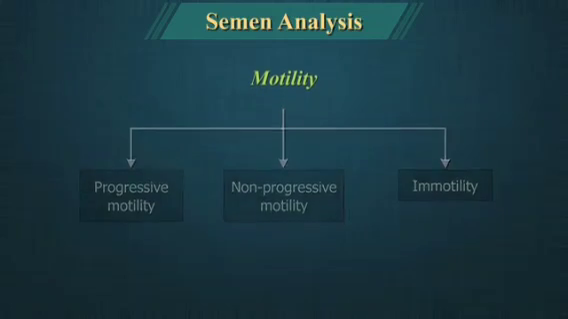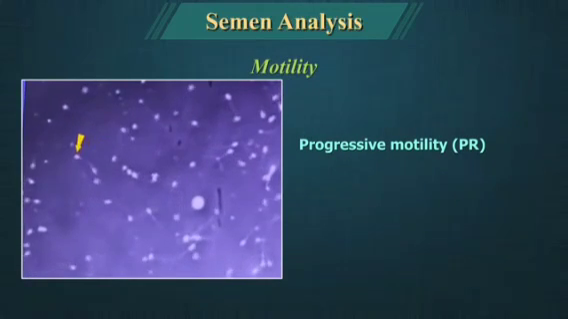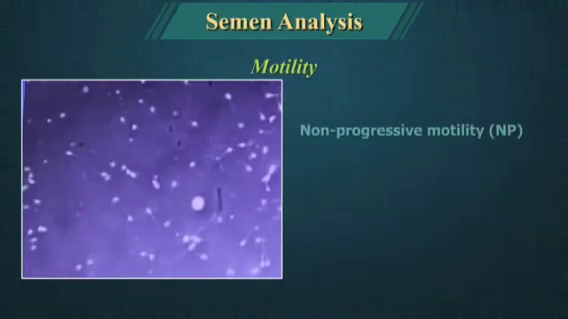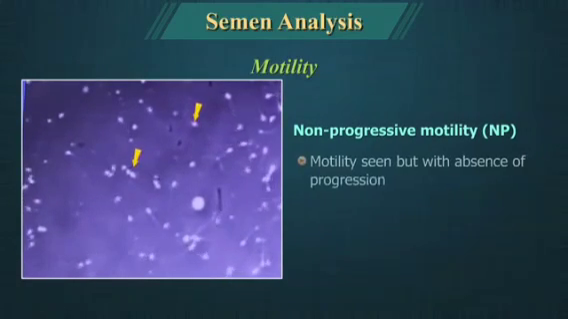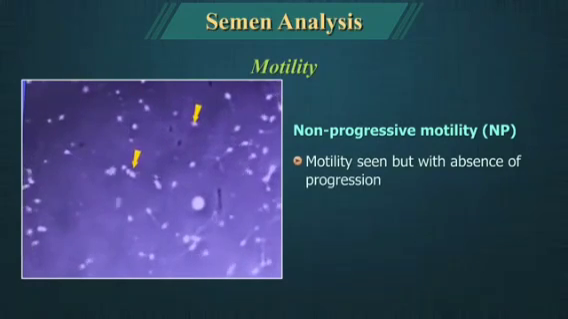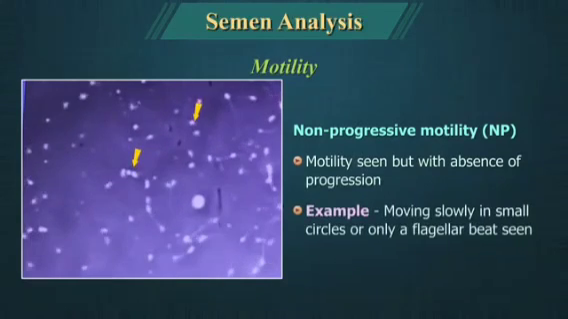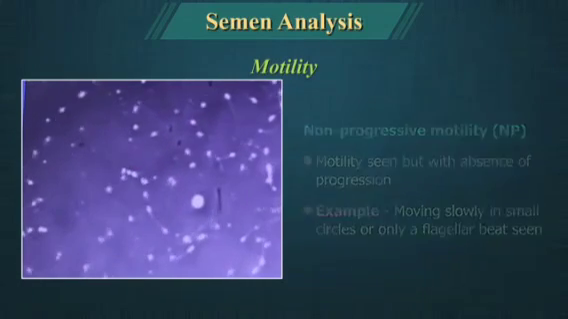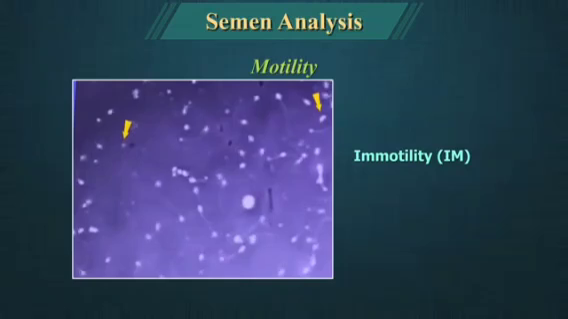Motility is graded as progressive motility: count the spermatozoa moving actively, either linearly or in a large circle, regardless of speed. Non-progressive motility: count spermatozoa showing motility but with absence of progression, for example, moving slowly in small circles or only a flagellar beat seen. Immotility: spermatozoa showing no movement whatsoever.